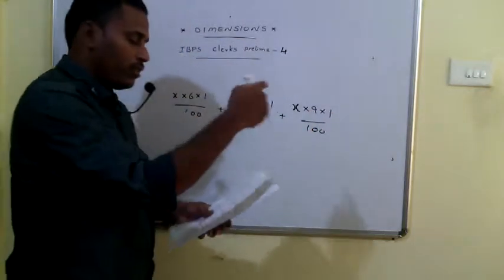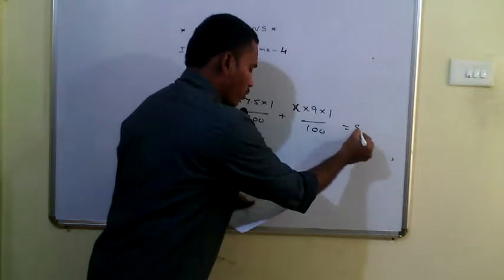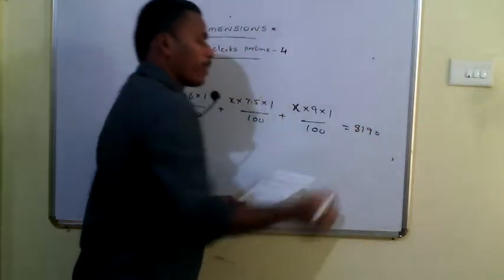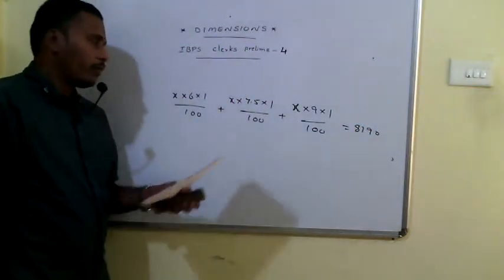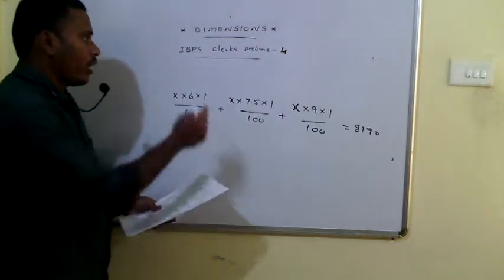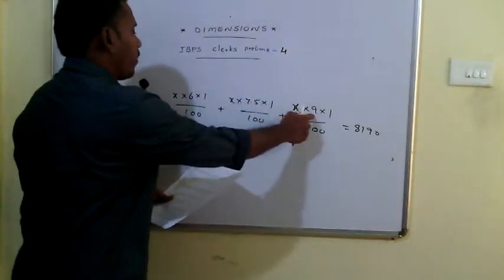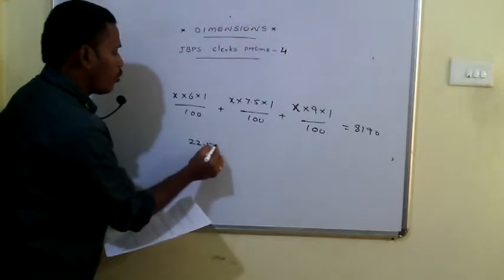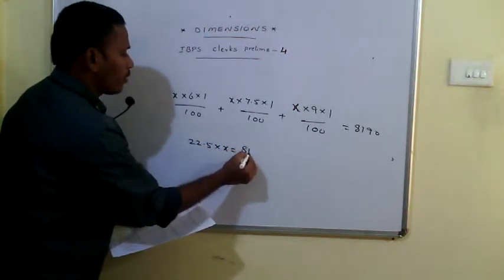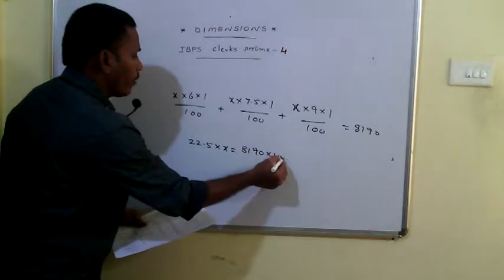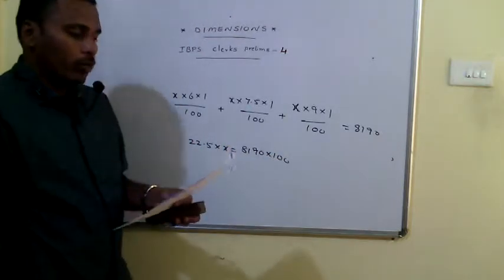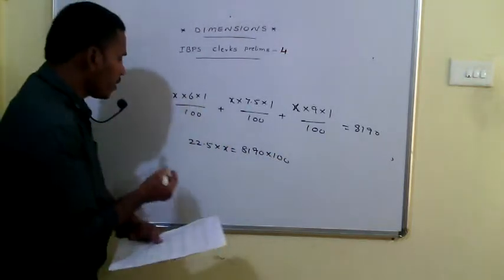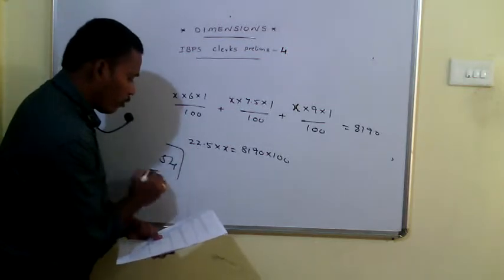So the interest for the 3 years, this amount is equal to 8190. On simplification of this, we will get the value of x. Okay, 6 plus 7.5 plus 9. 9 plus 6 is 15 and then 22.5. So finally 22.5 into x is equal to 8190 into 100. And on calculation you will get the value of x. Okay. Then for the 54th problem.